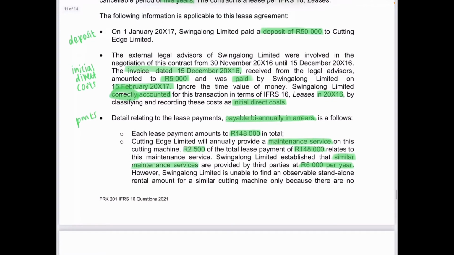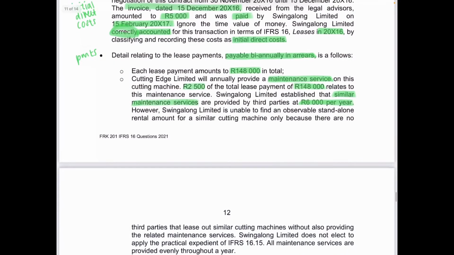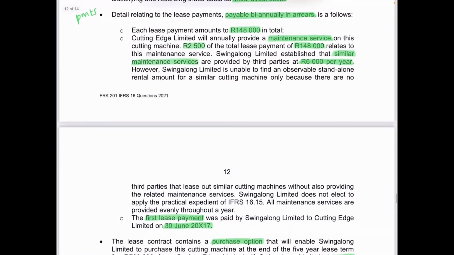Payments for this lease is payable biannually in arrears. Each lease payment amounts to 148,000 in total, and also Cutting Edge Limited will annually provide a maintenance service on this cutting machine. 2,500 Rand of the total lease payment relates to this maintenance service, and Swingalong Limited established that similar maintenance services are provided by third parties for 6,000 Rand per year. Okay, so I'll talk about that in a while to know what information there is very important.